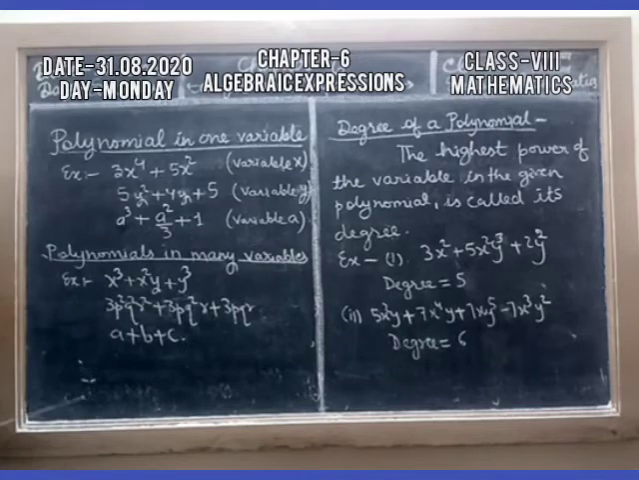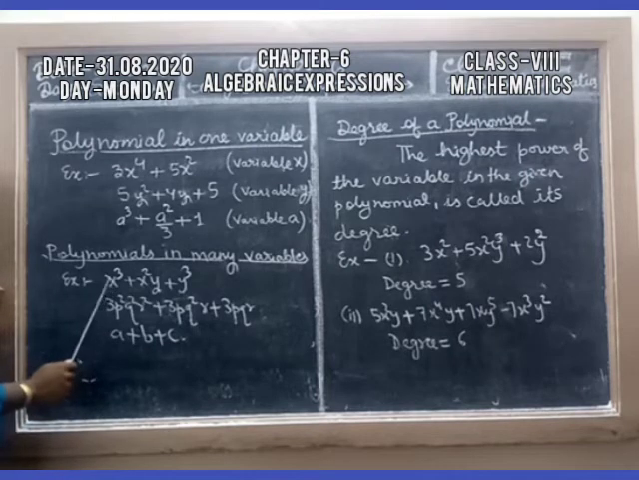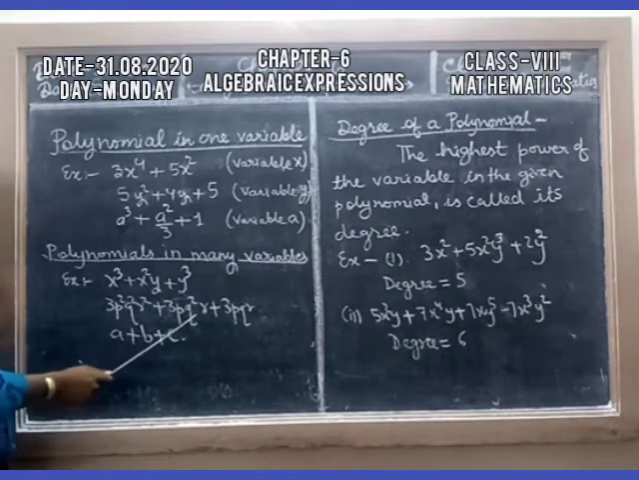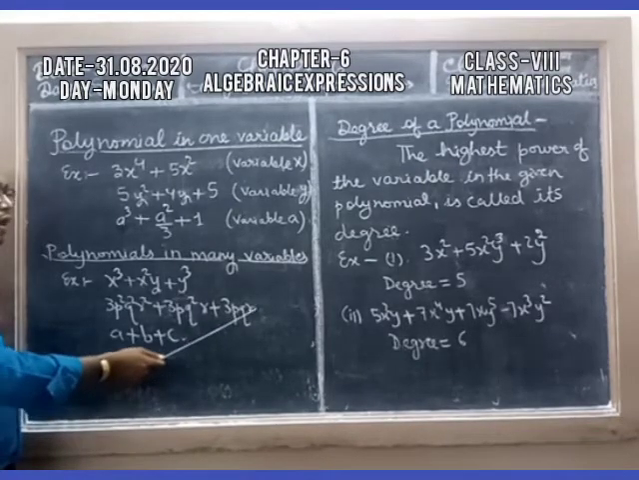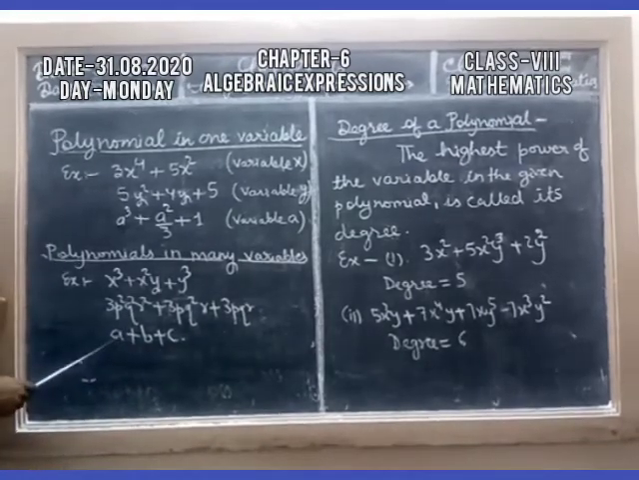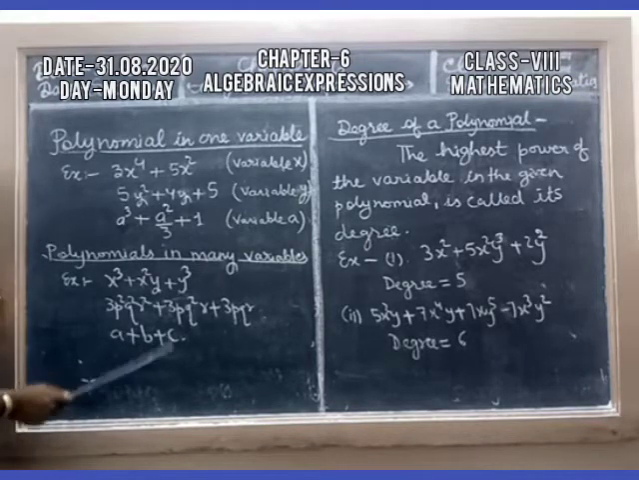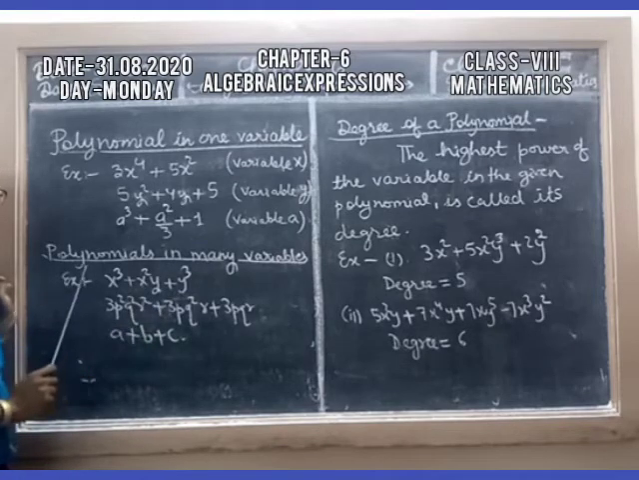Now polynomial in many variables. So x cube plus x square y plus y cube. There are two variables x and y, more than one variable. Second, 3p square q square r square plus 3pq square r plus 3pqr. So variables are p, q and r, three variables. a plus b plus c. So there are three variables: a, b, and c. So they all are polynomials in many variables.